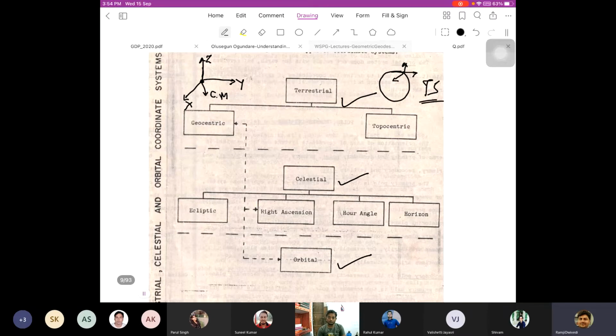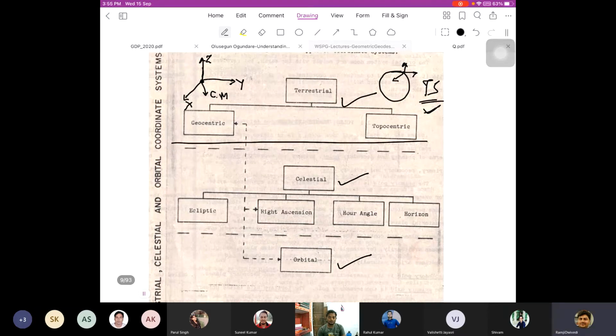So that coordinate system is also called local, but since the origin of that coordinate system is on the surface of Earth for local level work, that coordinate system will be called the topocentric terrestrial coordinate system. I hope it is clear to you.